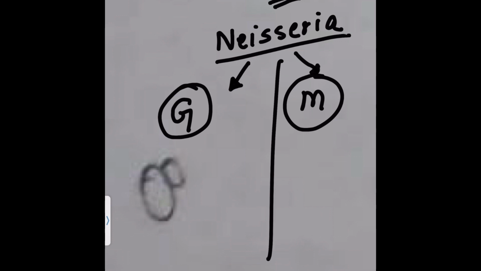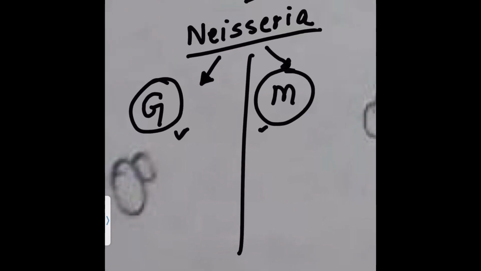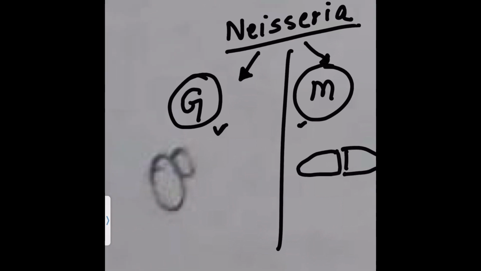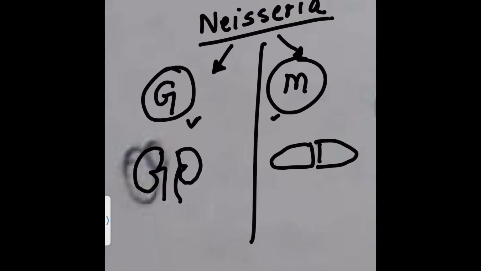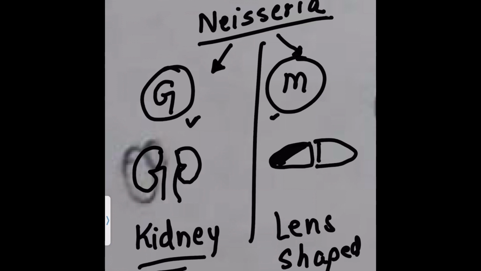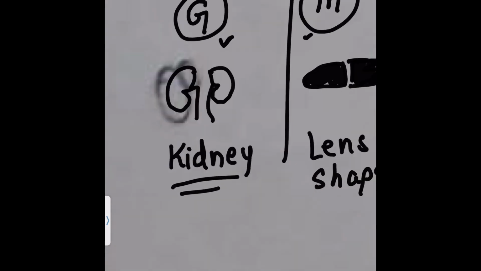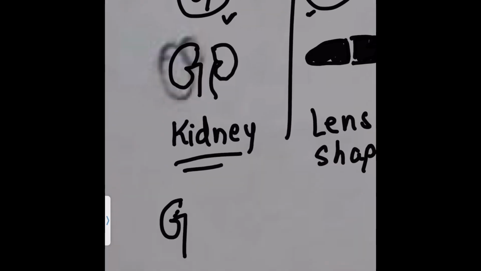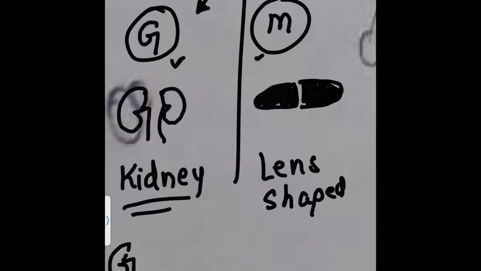So, what is the difference? How will we differentiate gonococci and meningitidis based on shape? I said they are diplococci. The basic difference is meningitidis is lancet shaped, and gonococci is kidney shaped. One is kidney shaped, the other one is lens shaped. Clear? It looks like your sunglass, right? Lens shaped. You got the difference? One kidney shaped, and the other one is lens shaped.